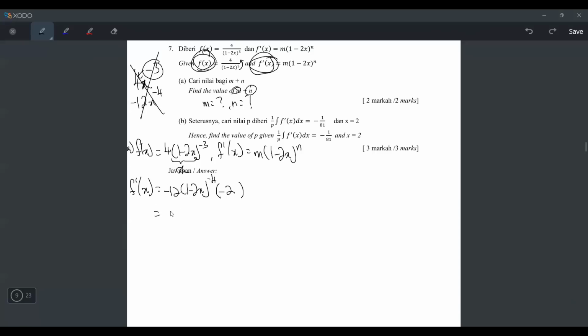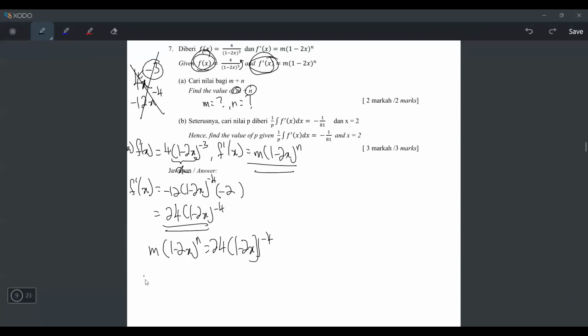Okay, so -2 times -12 is 24, and then 1 minus 2x power -4. Actually, you can move this down ke bawah, because when you move ke bawah, then the power negative become power positive already. But don't do that, because you already know you will compare this with this. And if you look at the one they write, they never move it down. They just tulis macam biasa. So I should tulis macam biasa also, so that I can compare. So m bracket 1 minus 2x power n, compare with the one I do just now, 24 bracket 1 minus 2x power -4.